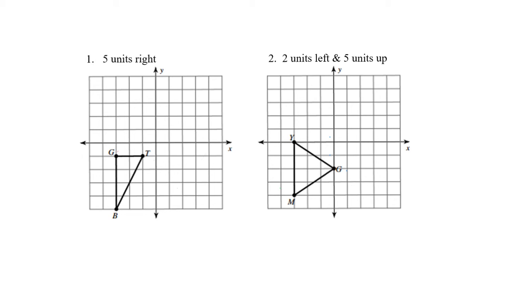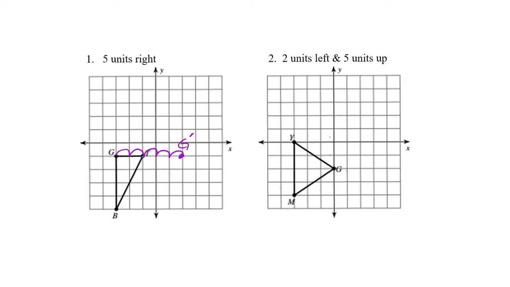All right, our first picture says to go 5 units to the right. So we're going to take our current triangle and move it 5 units to the right. So the best way to do that is to look at each point individually. So we're going to start with point G on the far left, and we're going to move it 5 to the right. So 1, 2, 3, 4, 5. And that is going to now be G prime. You want to make sure you denote it with the little tick mark so that you know that it has been moved.